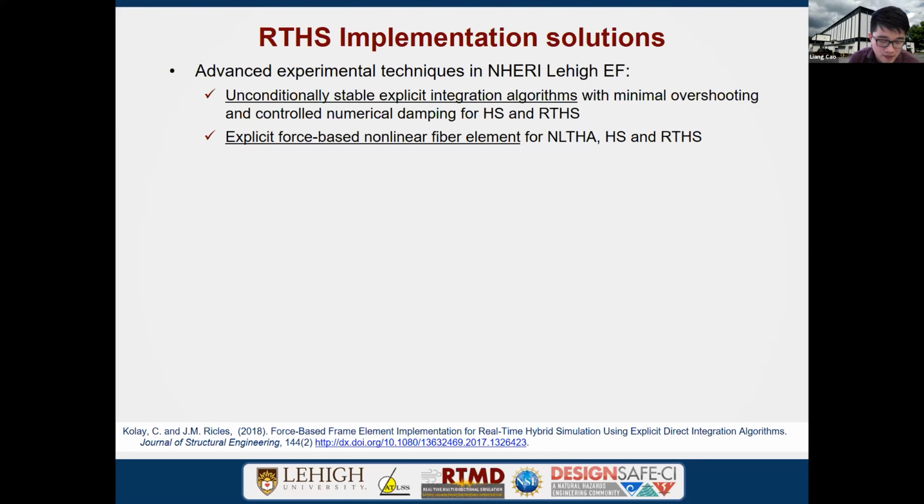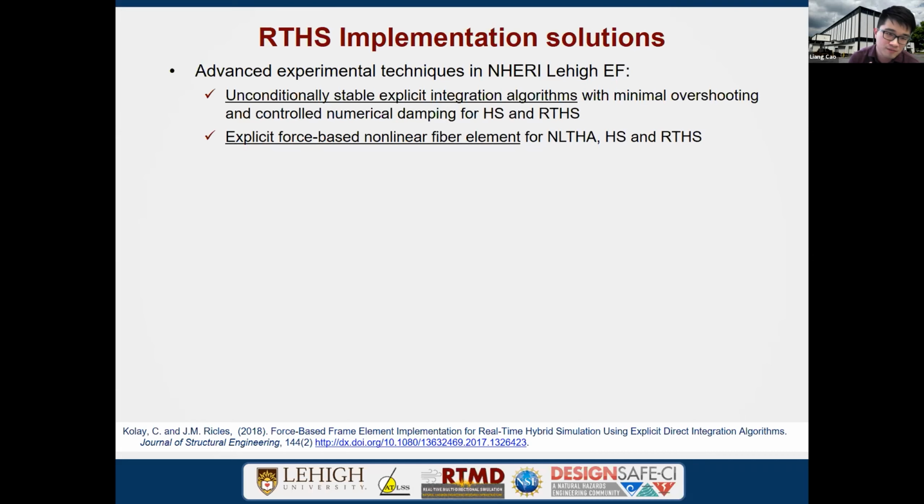That's why we choose force-based fiber elements. The benefit of the force-based fiber element is that the nonlinear behavior of each single structural component can be modeled using only one single element. So it can significantly reduce the number of structural elements and degrees of freedom. However, the drawback is it requires iterations at the element level. So that's why we developed our own explicit force-based nonlinear fiber element.